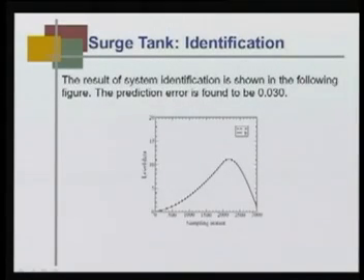So, the result of system identification: we generated data from the source tank model, trained a fuzzy neural network, and you see that the desired trajectory and the predicted trajectory exactly match.